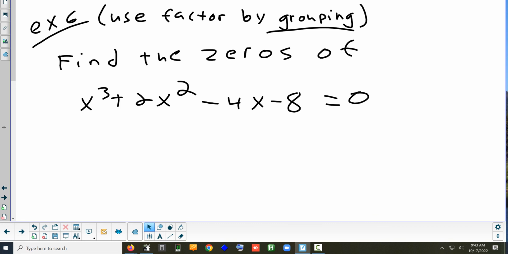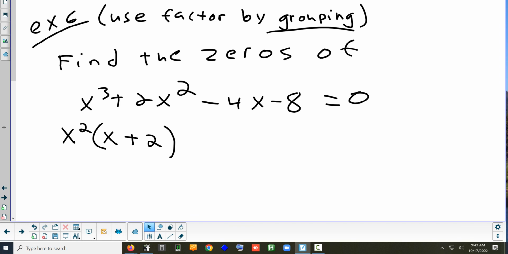So look at x cubed plus 2x squared. Does anybody see something that those both have in common? Yes? X squared. If you factor x squared out of both of them, what would be left inside my parentheses? Yep. X plus 2. Now, that's the first part.